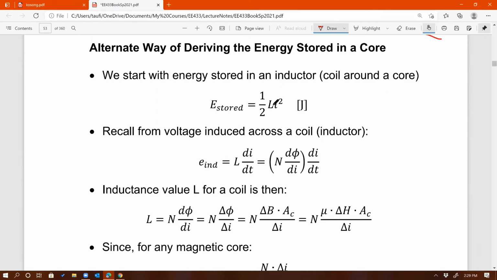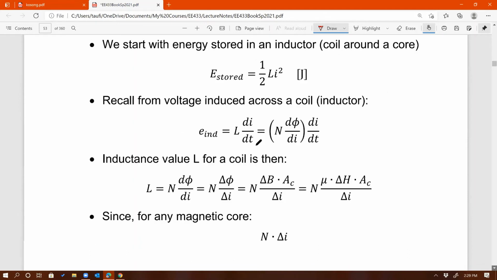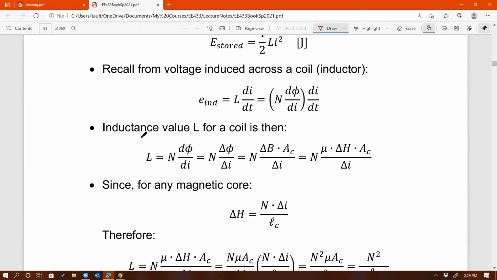So again, I start with the inductor energy, 1/2 Li squared, and then recall from voltage induced across a coil that induced voltage is L di/dt for an inductor, but L by itself is called self-inductance. So self-inductance is equal to N d flux/di. And so inductance value L for a coil is L equal to N d flux/di.